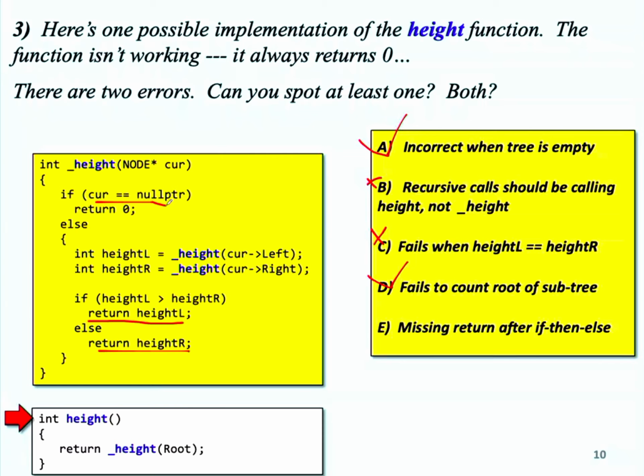Yeah. Right here or right here? Okay. Yeah. Exactly. So you could either add a +1 here, or you could do a +1 here. So every time you're returning it, before you return, you increment the height.